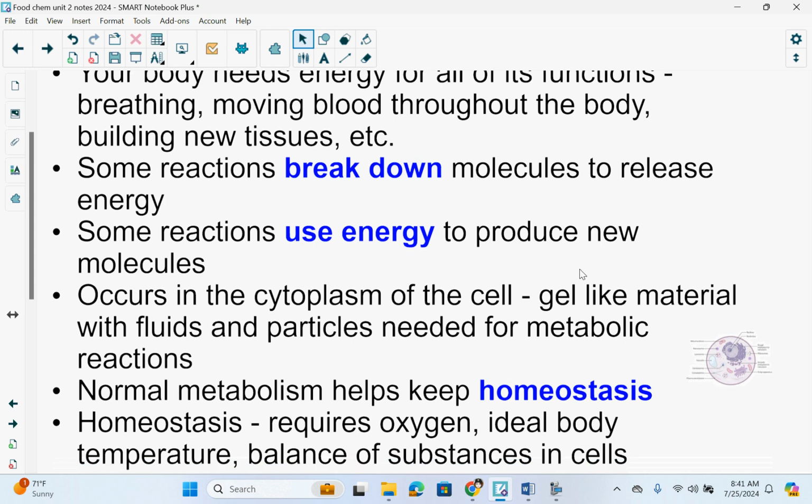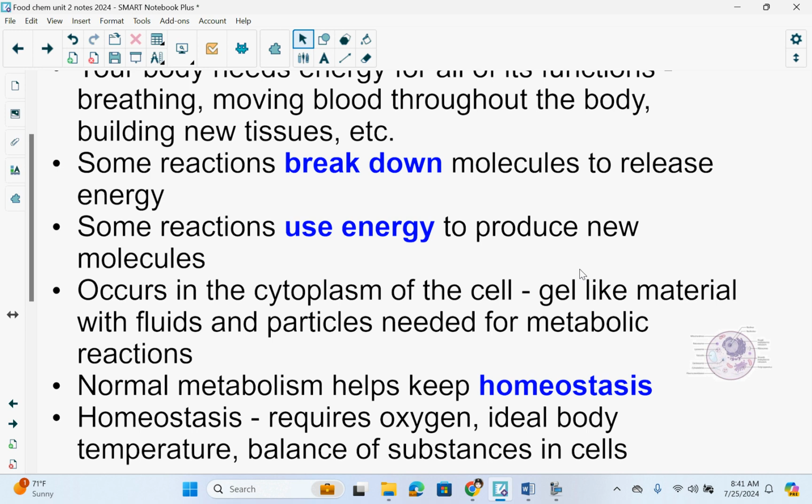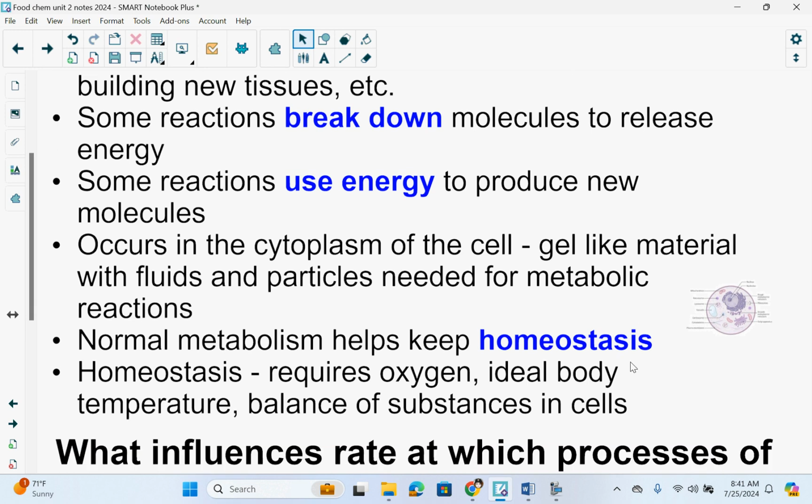Normal metabolism helps keep homeostasis. And homeostasis requires oxygen and ideal body temperature, and this is really what it means. It's a balance, right, of substances in your cells. So it's your body's internal balance.